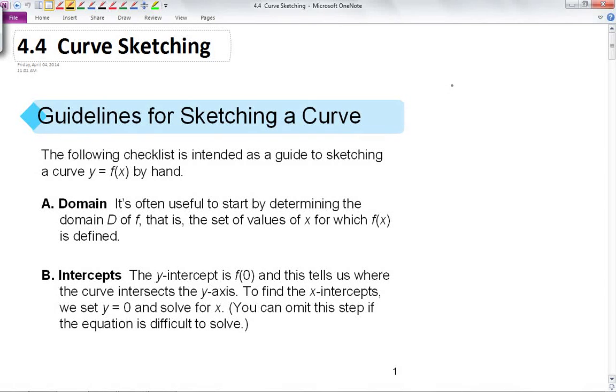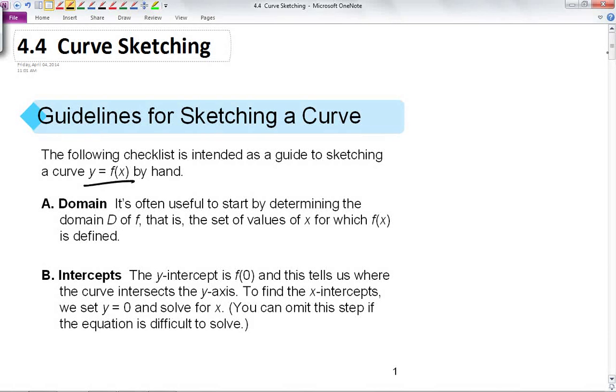Okay, so let's begin. When we have a function of x, and we are wanting to graph that function where y is the function value as usual, we want to sketch that graph by hand, okay? Not using any kind of graphing tool, calculator, or anything online. We just want to sketch that graph.